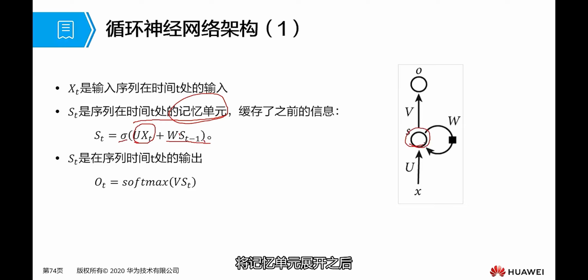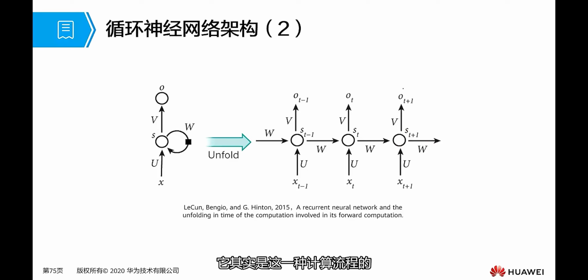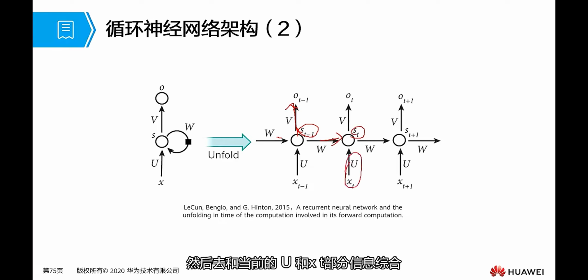Let's take a look at how recurrent neural networks have been improved on CNN. They have added a memory unit, which takes our previous information, multiplies it by a weight, adds the current information, and then calculates it using an activation function. After expanding this memory unit, let's take a look. It represents this kind of computational process: at S(t-1), we multiply it by a weight, and after the multiplication, S(t-1) is calculated.